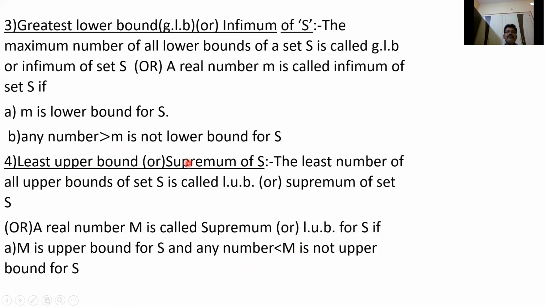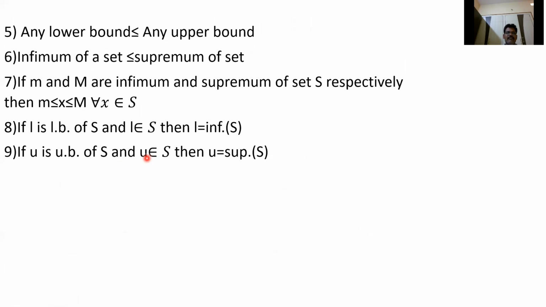Finally, least upper bound means it is an upper bound, and any number less than M is not an upper bound for S. Greatest lower bound means it is a lower bound, and any number greater than M is not a lower bound for S. In general, any lower bound is always less than or equal to an upper bound for any set, whatever it may be.